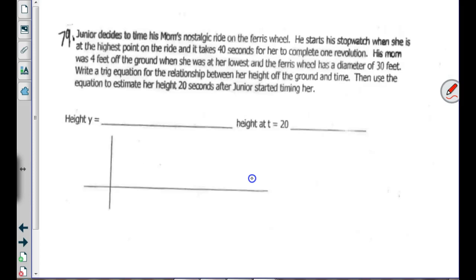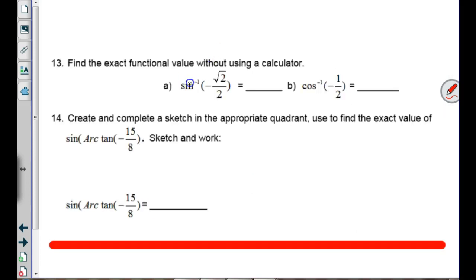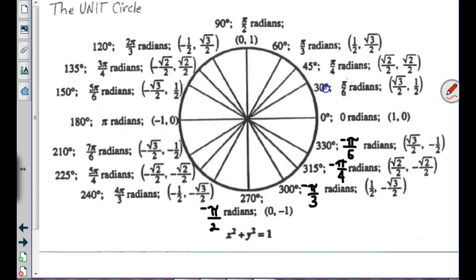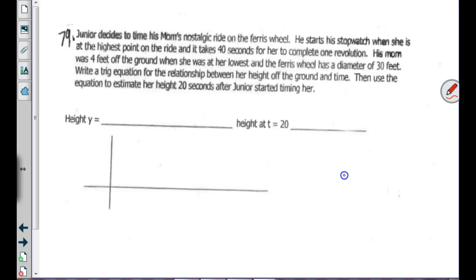Okay, so going to question, okay, where's the sine negative square root of 2 over 2? You go to the unit circle. Where did my unit circle go? There we go. And negative square root of 2 over 2 for sine is down here. And you can't call it 7 pi over 4. You have to call it negative pi over 4. It's not going to be numbered that on your unit circle.